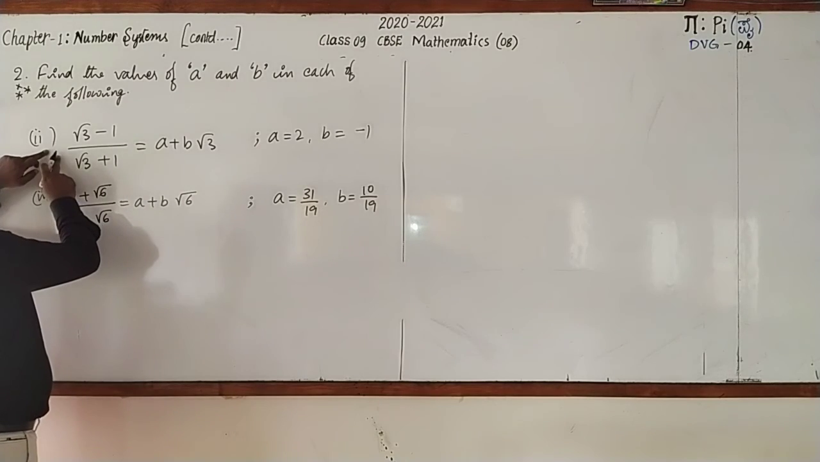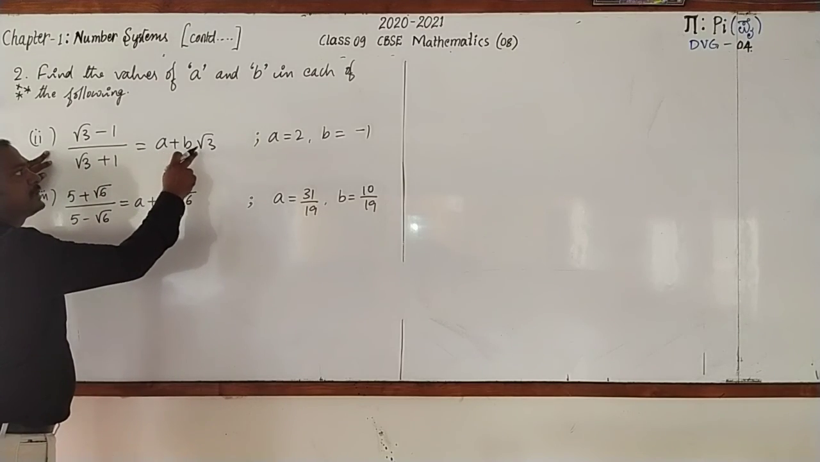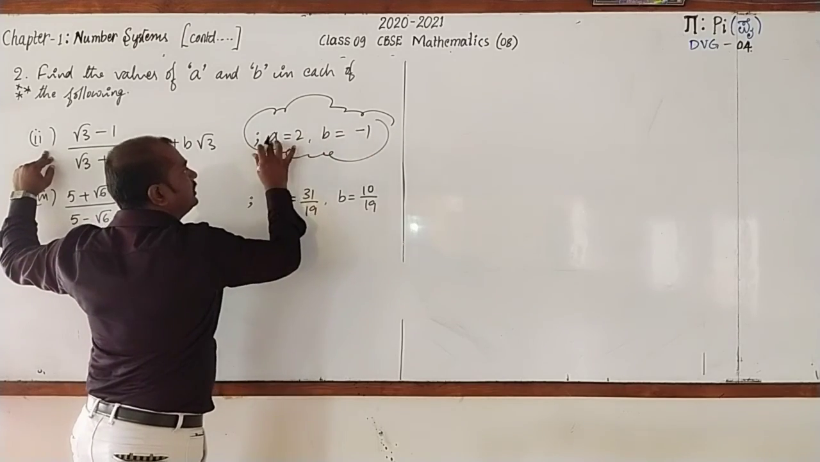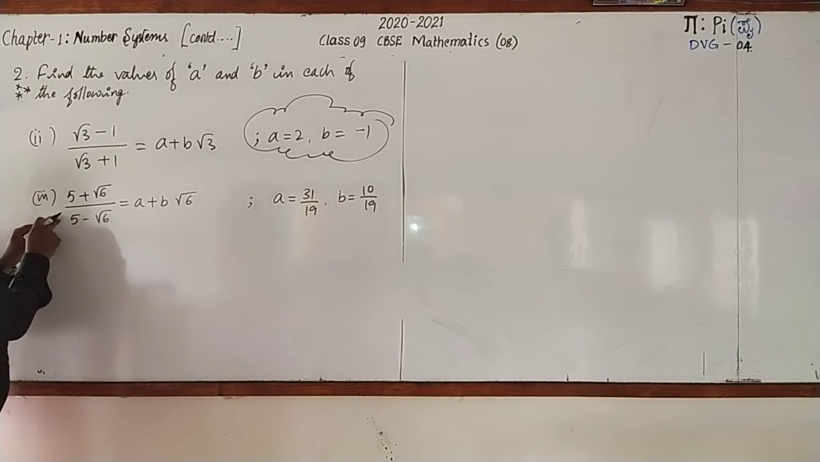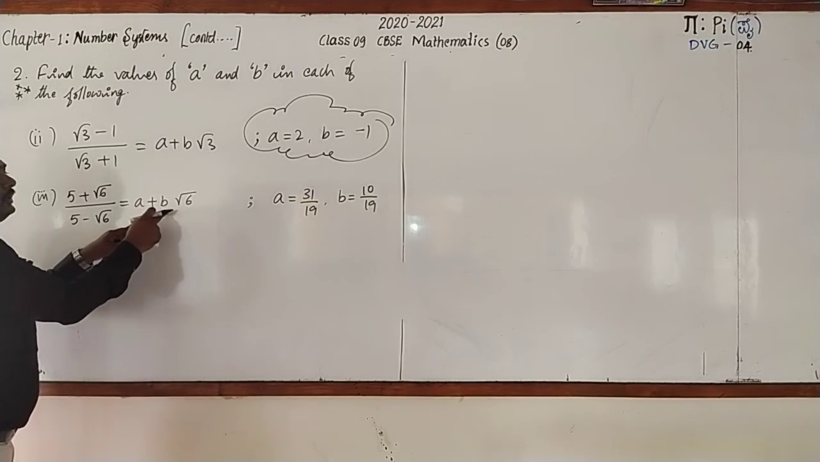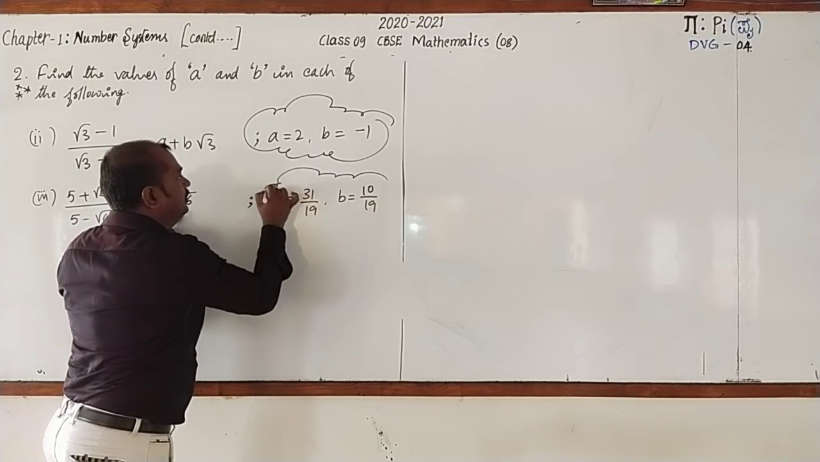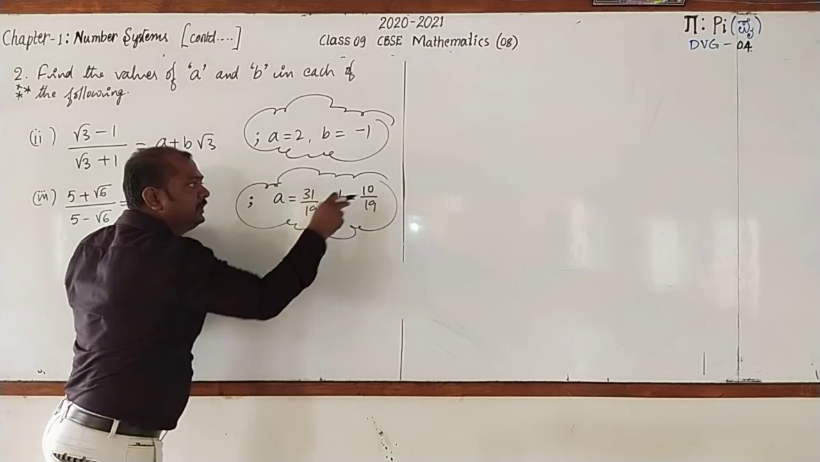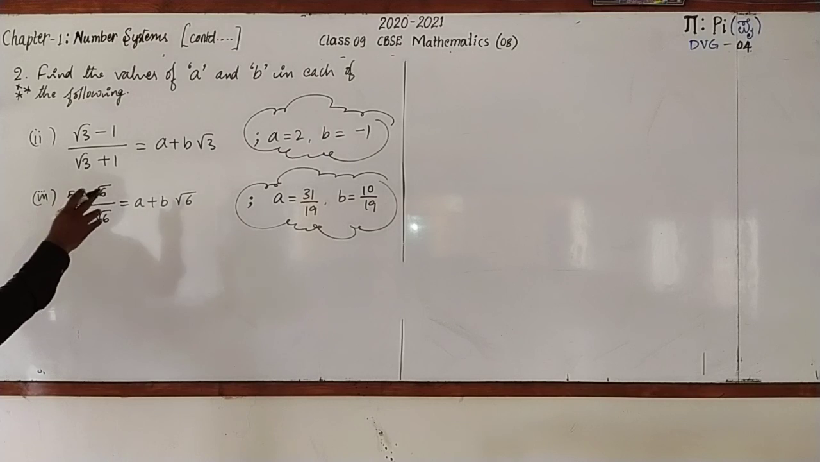See that for the first one, (root 3 minus 1) by (root 3 plus 1) is equal to a plus b into root 3. After finding, your answer should be this one: a equal to 2 and b equal to minus 1. And another one, (5 plus root 6) by (5 minus root 6) equal to a plus b into root 6. And for this, the values of a and b are, a is 31 by 19 and b is 10 by 19. Okay. I hope that you have understood, you are able to do this.